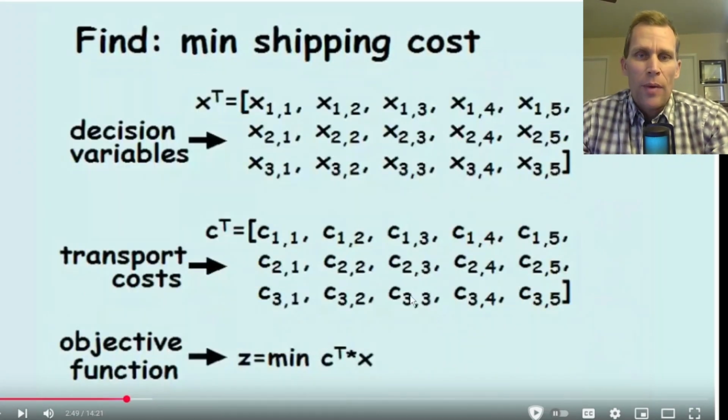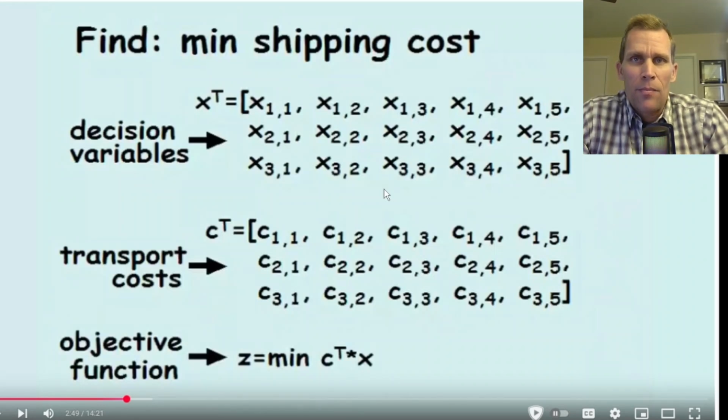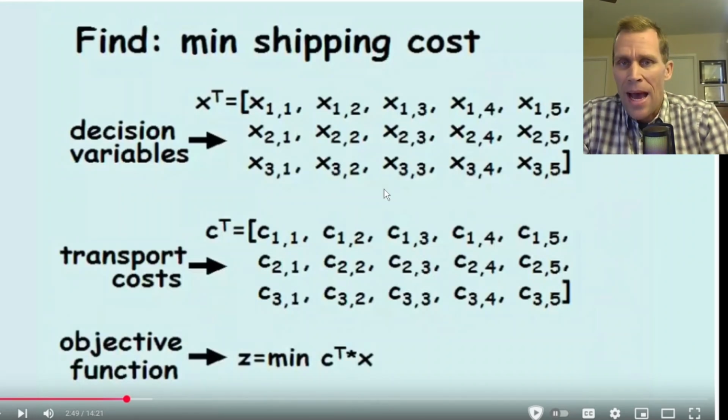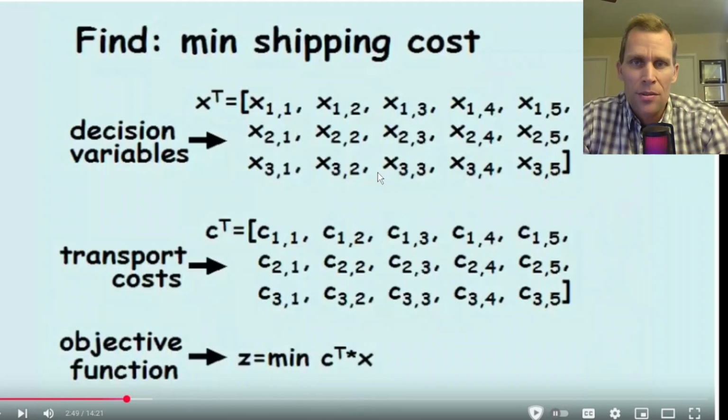All right, on this slide here, we identify the decision variables. There's actually going to be 15 decision variables. That means there are 15 different paths of 3 factories times 5 warehouses. The first subscript here represents the factory, S, and the second number in the subscript represents the warehouse, which is D, or the demand.